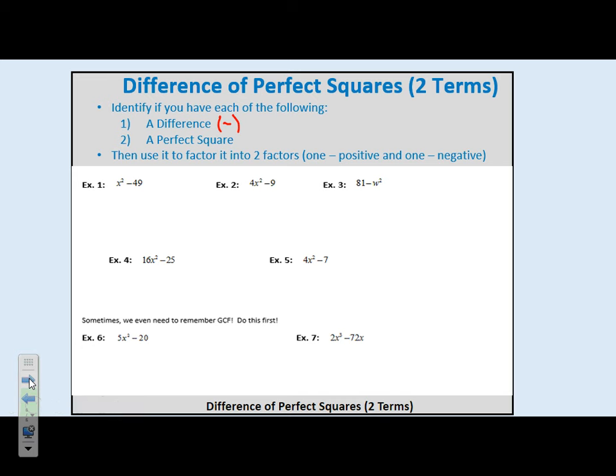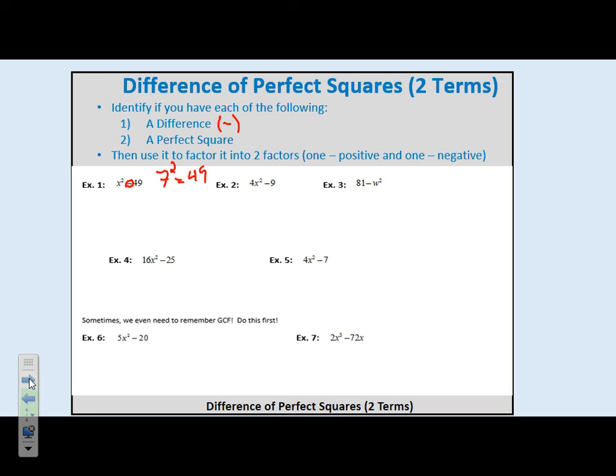So if we look at number 1, I have x squared minus 49. So first thing is a difference. Yes, I have subtraction. Okay. Second thing is, is 49 a perfect square? Yes. 7 squared is what equals 49. So that's a perfect square.